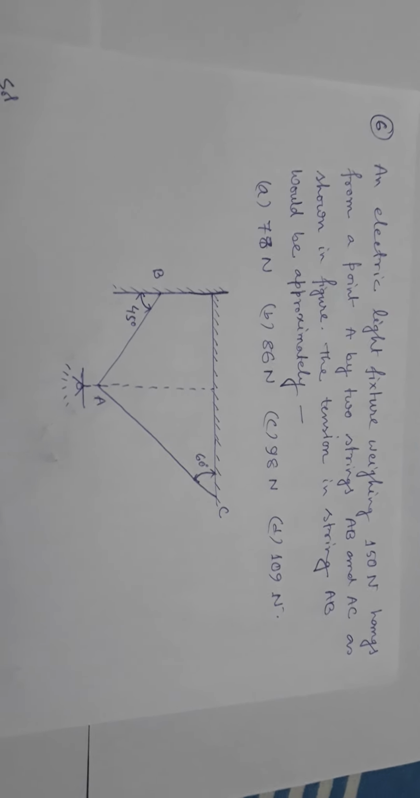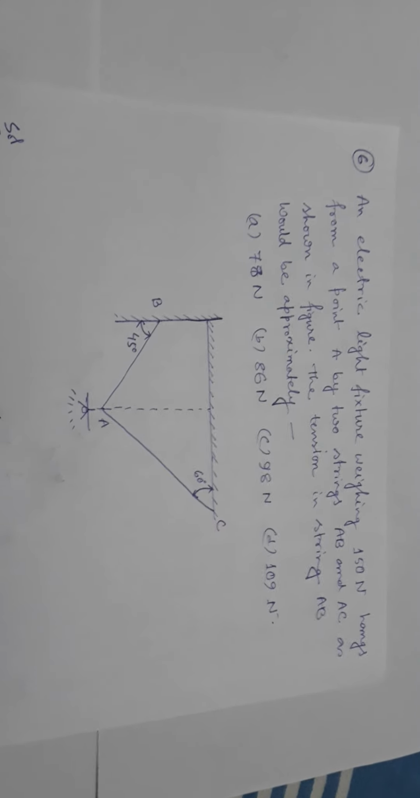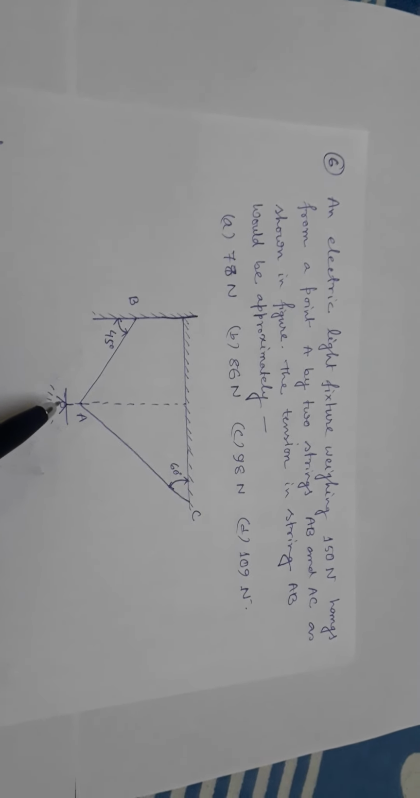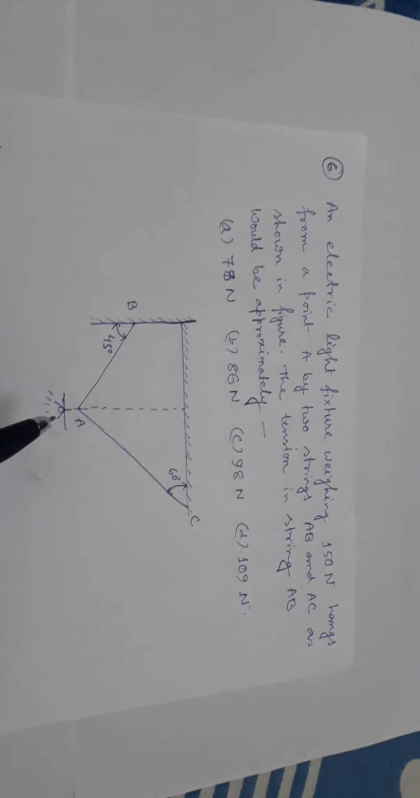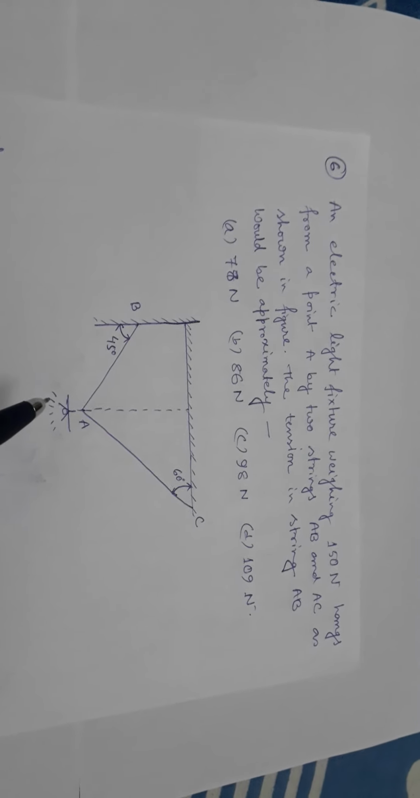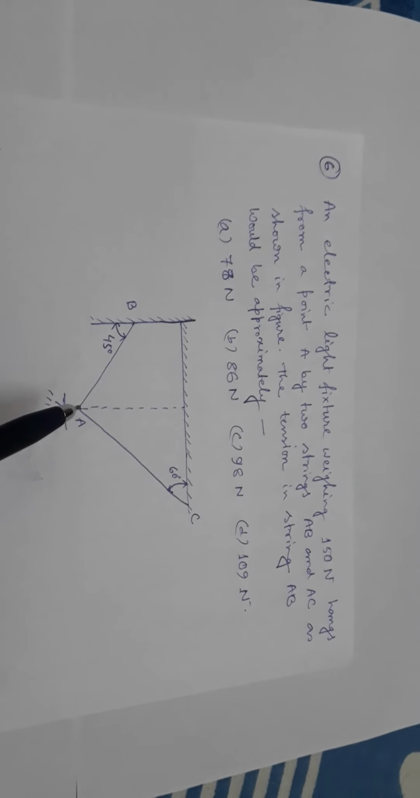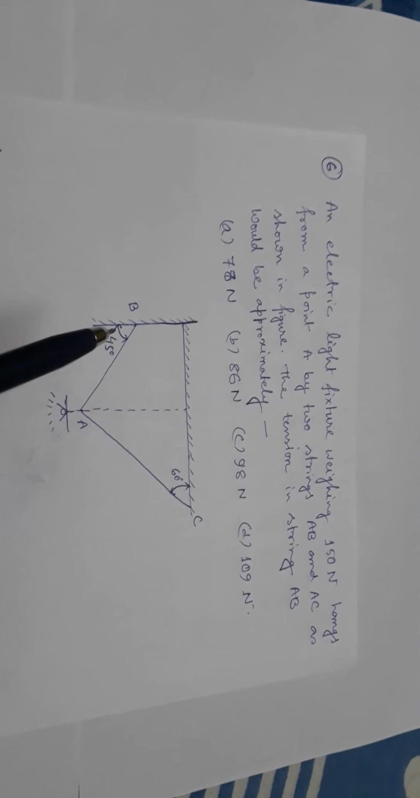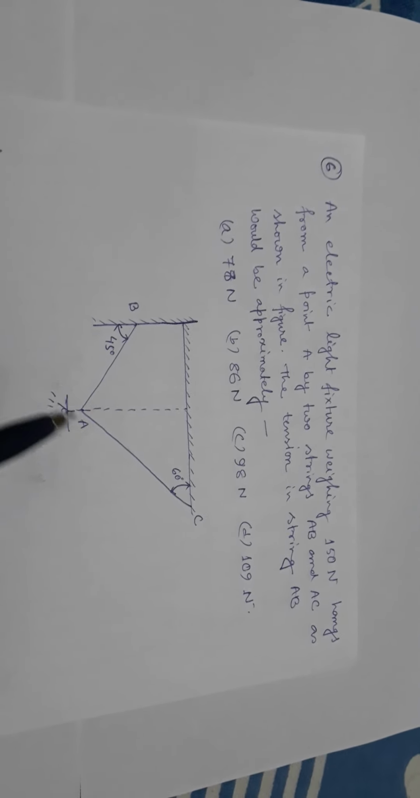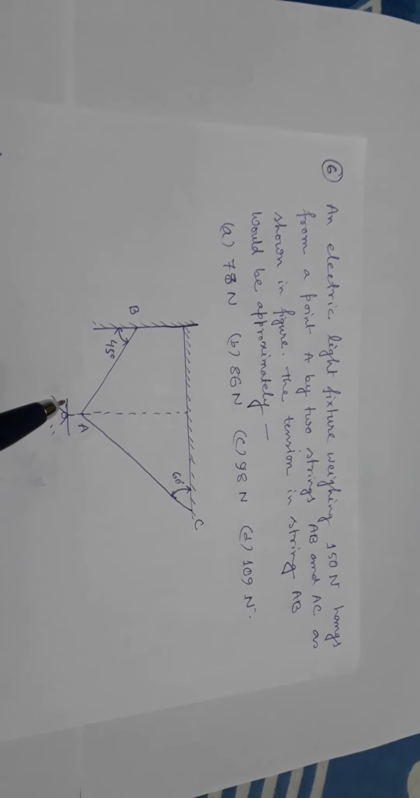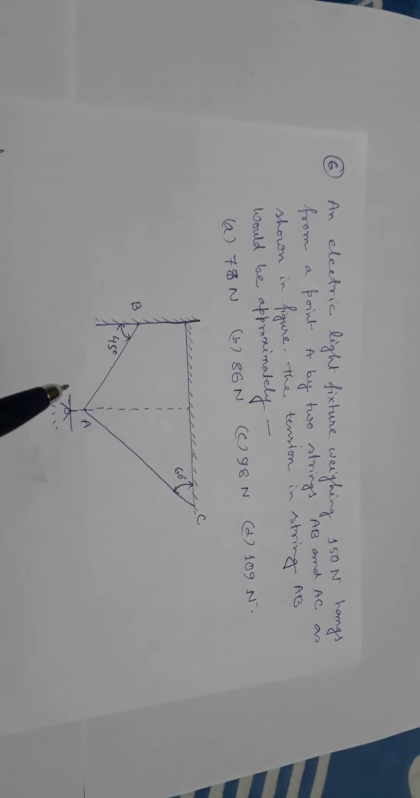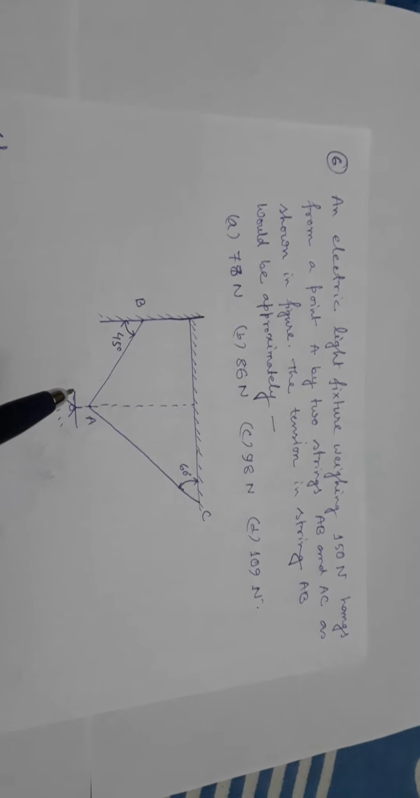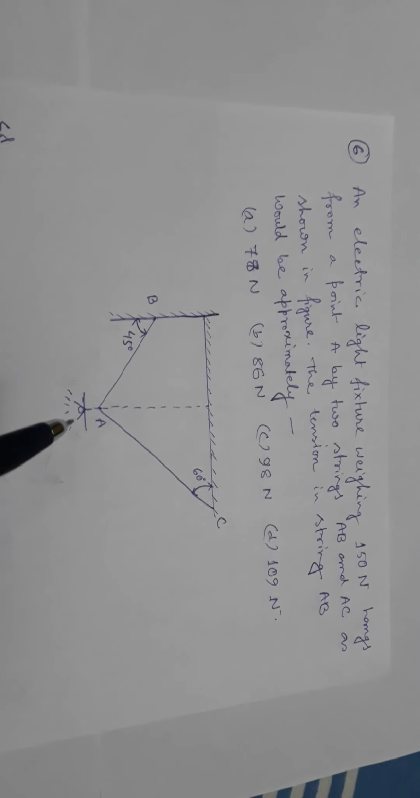So this is a very common problem. This is the electric light fixture weighing 150 Newton. The weight of the light is 150 Newton. It hangs from a point A by two strings. AB is one string and AC is the other string. This is shown in the figure. We have to find out the tension in the string AB.